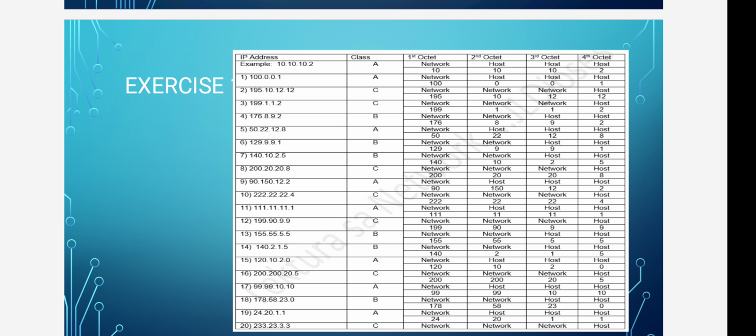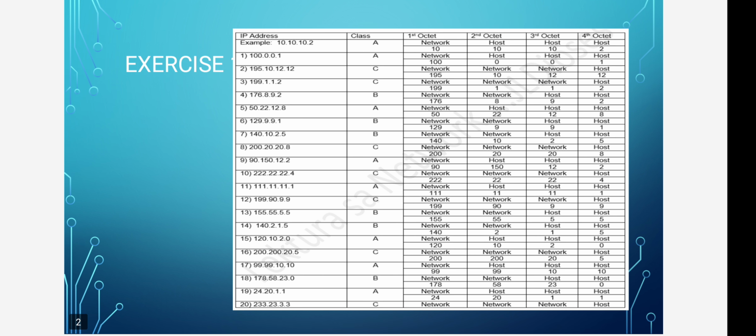And as we go on, we go to class C. We have the range of 192 to 223, and we have network part of first octet, second octet, and third octet. That's the network part. Okay, as we go on, we are going now into the diagram or the problem.